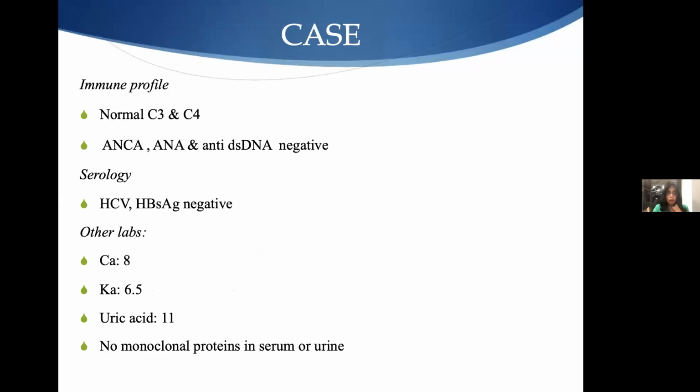Later on, she had normal C3 and C4. Everything was negative. ANCA, double-stranded DNA negative, virology negative. Her calcium was 8, potassium 6.5, uric acid 11, and they've even done a protein electrophoresis where there were no monoclonal proteins in serum or urine. So they took the biopsy.